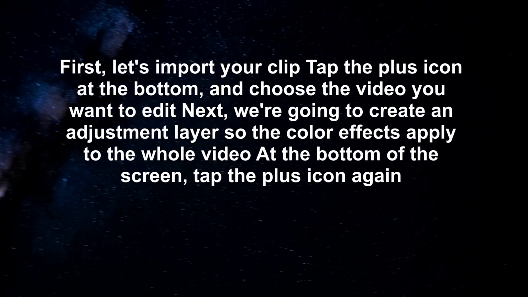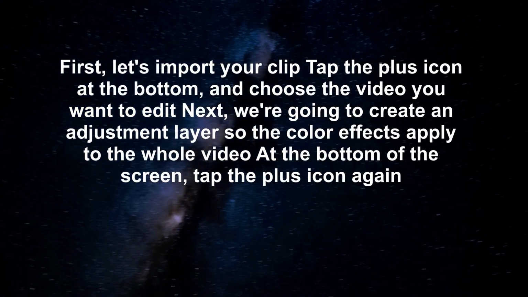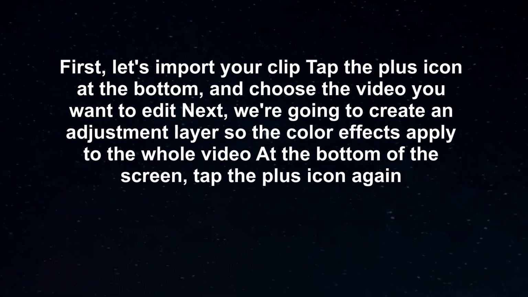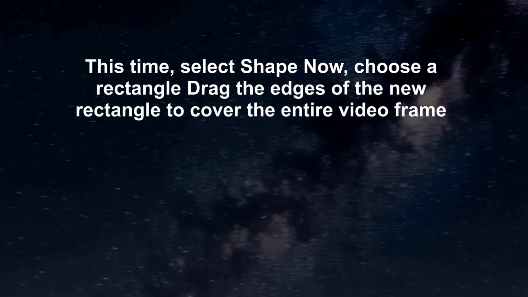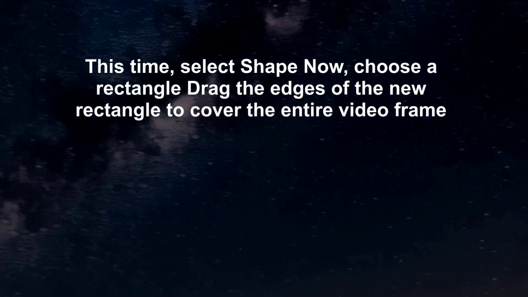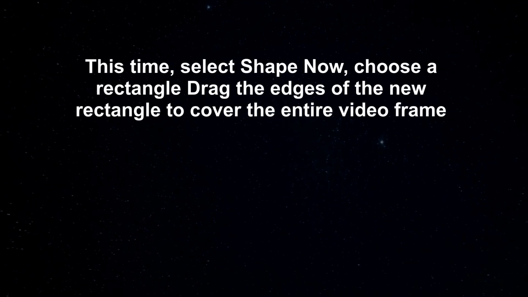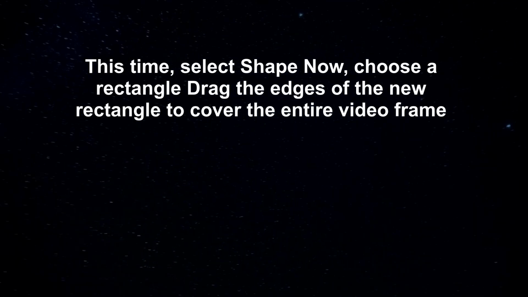Next, we're going to create an adjustment layer so the color effects apply to the whole video. At the bottom of the screen, tap the plus icon again. This time, select Shape. Now, choose a rectangle. Drag the edges of the new rectangle to cover the entire video frame.